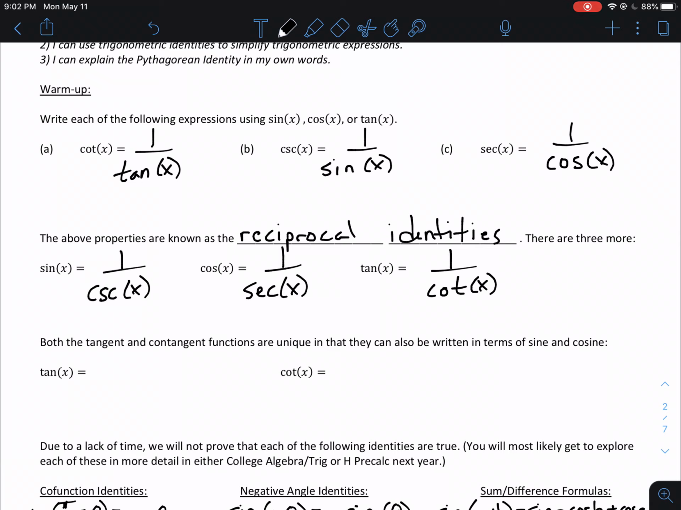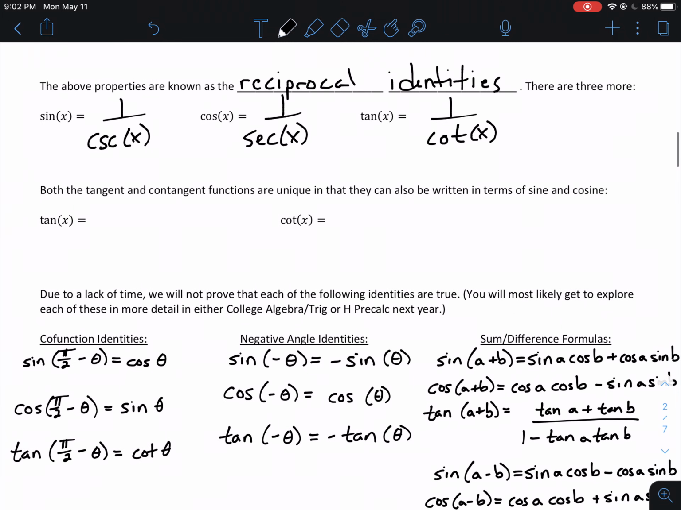Now, in addition to these reciprocal identities, we also have a couple of other identities related to tangent and cotangent. Both of those functions are unique because they can actually be written in terms of sine and cosine. If you recall, tangent of x was the same on the unit circle as taking y divided by x, which is the same as taking sine of x over the cosine of x. So that would be tangent of x would be the same as sine over cosine.